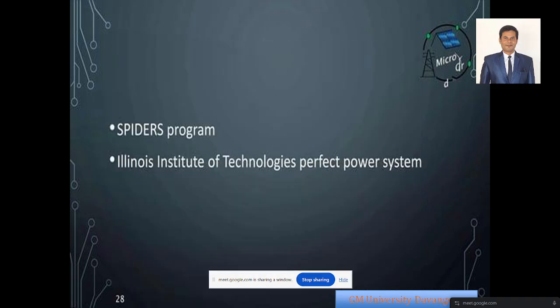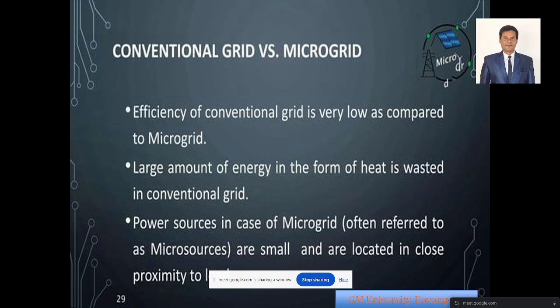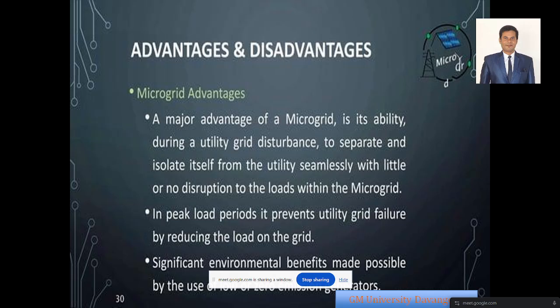All right. This is actually the difference between the actual power grid as well as the microgrids, right? You can take a screenshot of this. They have listed the differences between the microgrid and the utility grid. The benefit of the microgrid is its ability, during a utility grid disturbance, to separate and isolate the different faulty conditions seamlessly without interrupting the loads within the microgrids. So these are the various benefits. In the peak load period also, it will try to prevent utility grid failures by reducing the load on the grids. So this is the benefit of the microgrids.